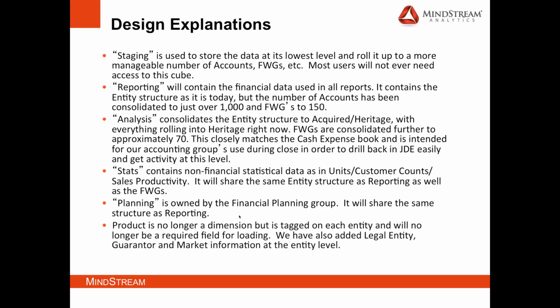The analysis cube is further up the chain, and that starts to consolidate the entity structure. One of the things that they look at a lot, for a company that does a lot of acquisitions, is acquired versus heritage or legacy. Everything right now is rolling into heritage, but that was really set up so that in the future, as they model future acquisitions, they can handle that. And then the functional work groups are consolidated yet again, and they go down to 70. So you're really winnowing down the data and doing analysis now at a much higher level.